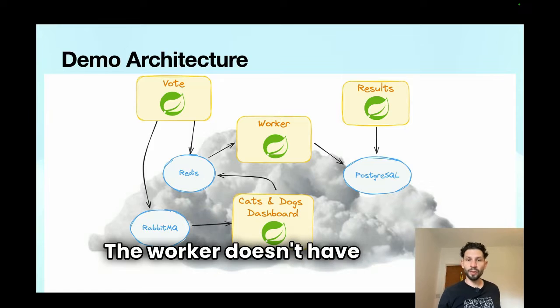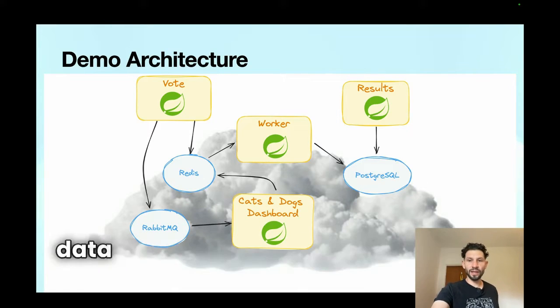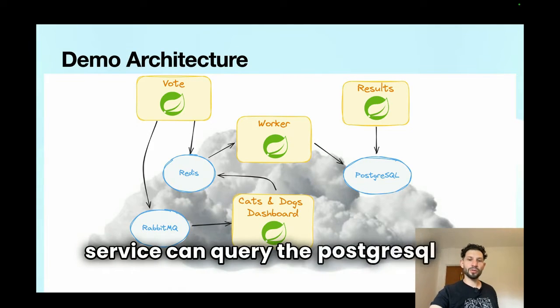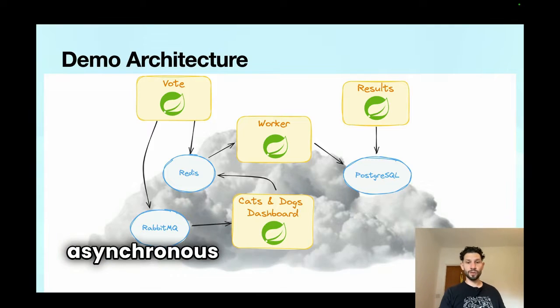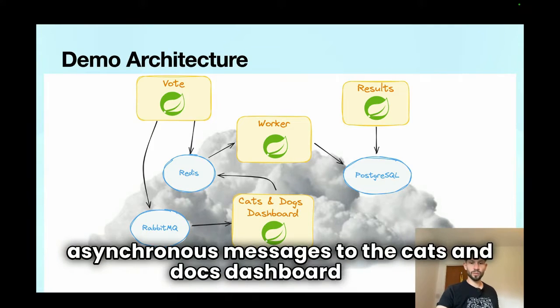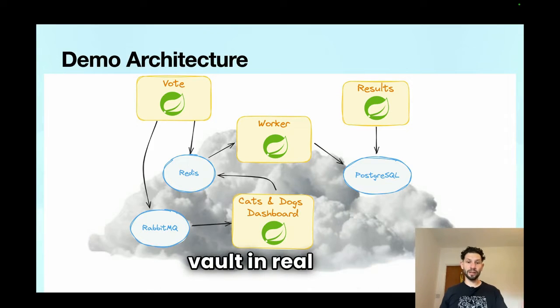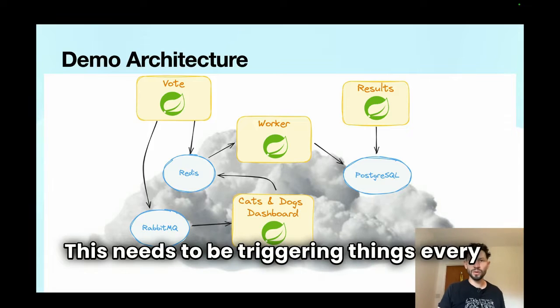The worker doesn't have any user interface, it's just picking up data from Redis, translating that data into a new structure, and putting it in Postgres. The result service can query PostgreSQL and show the results every 2 seconds. We are sending asynchronous messages to the cats and dogs dashboard that is basically showing every time that somebody casts a vote in real time. We have different things like a worker. This needs to be triggering things every 2 seconds.